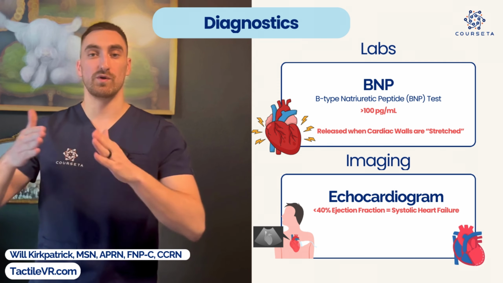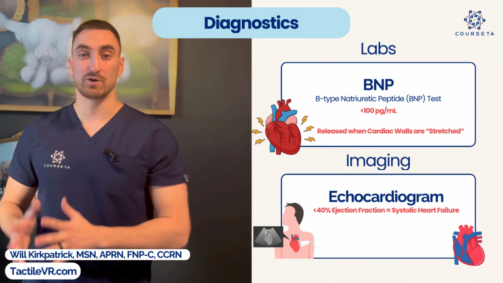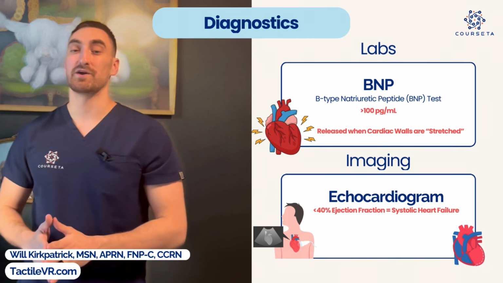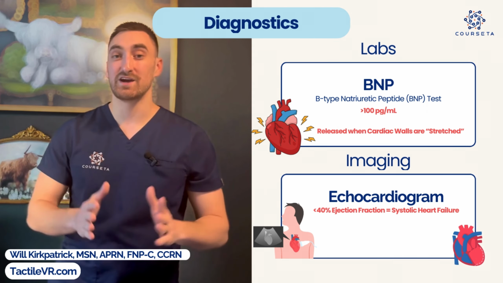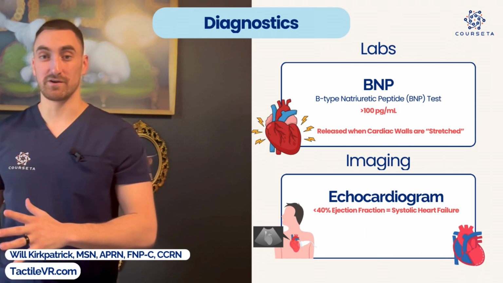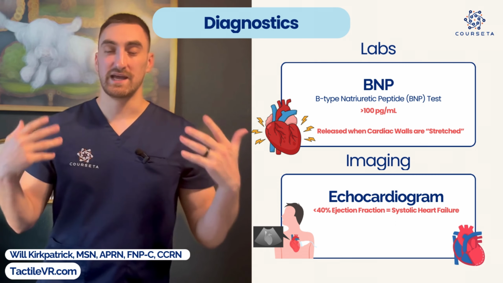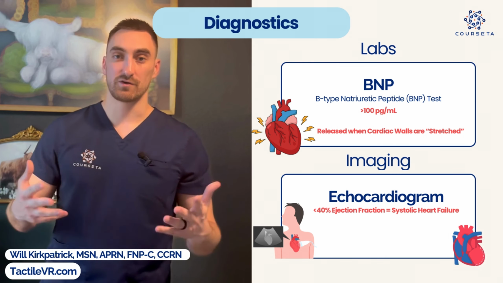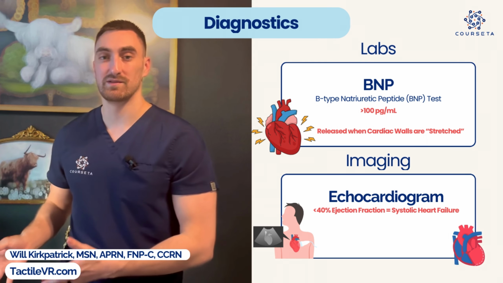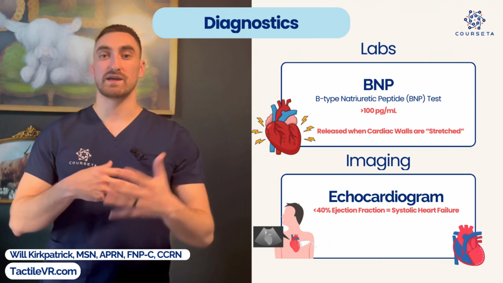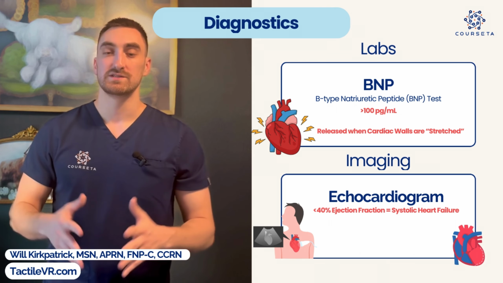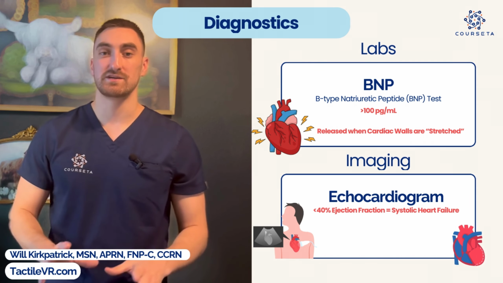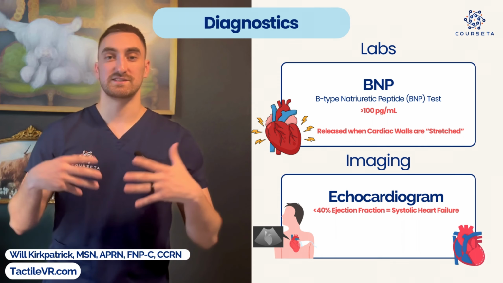So anything over 100 is considered abnormal, so it's indicative of heart failure. Now remember this, anything over 900 is considered a severe heart failure. And then we also like to use echocardiograms, especially if we want to identify if it's a systolic heart failure. So any ejection issues coming from the left ventricle specifically, we look at with an echocardiogram. So remember this, guys, an ejection fraction below 40% is considered heart failure.